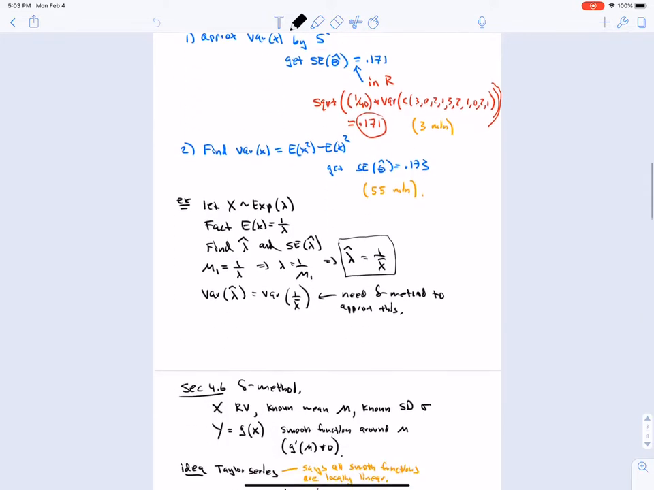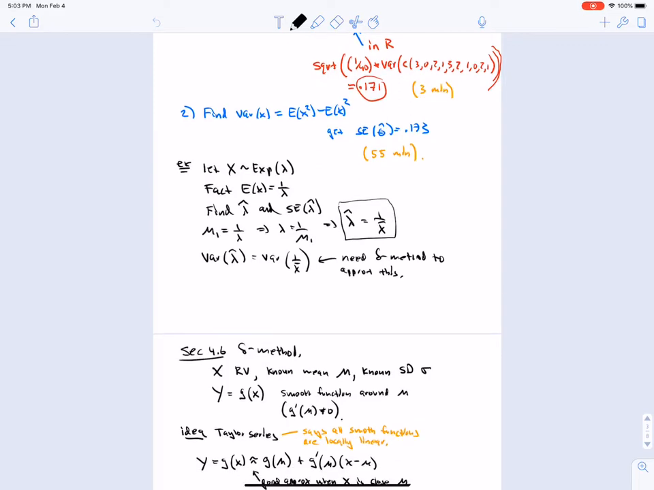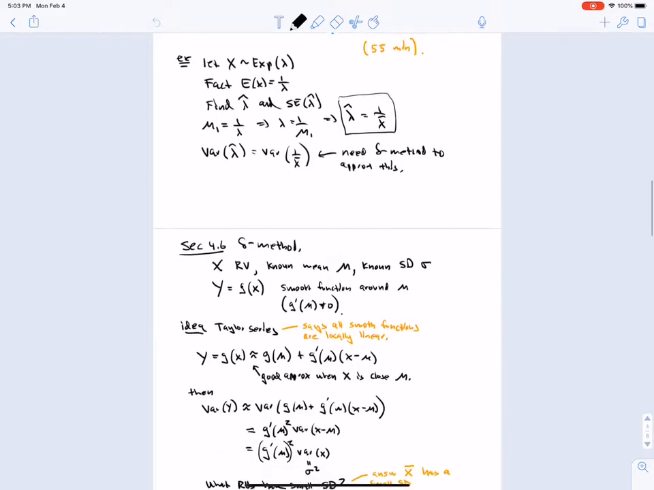So here's another example where x is exponential lambda, and you see that the MOM estimator in this case is 1 over the sample mean. However, the variance of the MOM estimator involves 1 over x bar, which we don't know how to evaluate, but we can approximate it using the delta method.